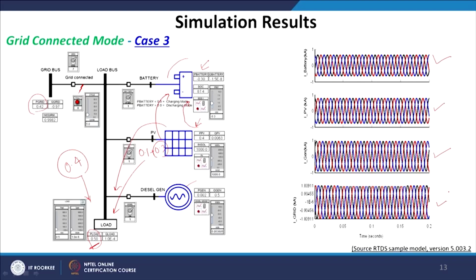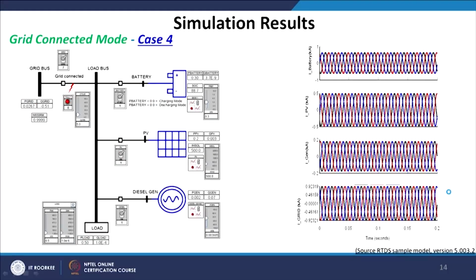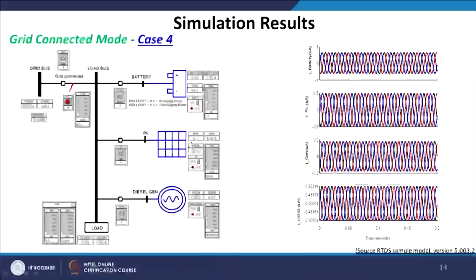Now, we will move to case 4 where we will allow my PV not to operate at MPPT. So, we can clearly see instead of 0.4 now it is giving you 0.2 unit of energy, and the battery discharges 0.3 instead of charging. So, we could see that 0.3 and 0.2, that is 0.5 unit of power, is available to meet my load and hence I am drawing no power from the main grid.